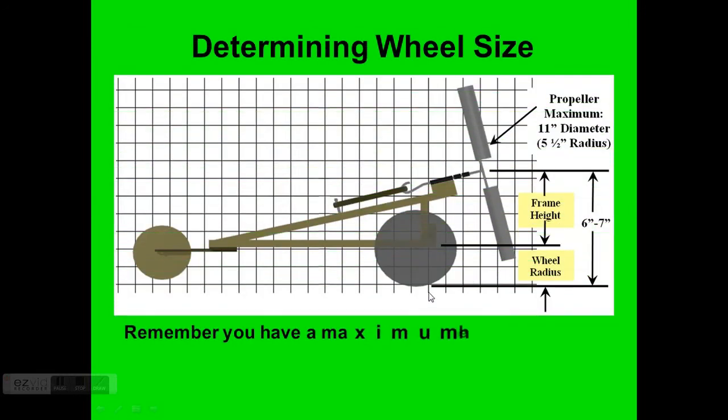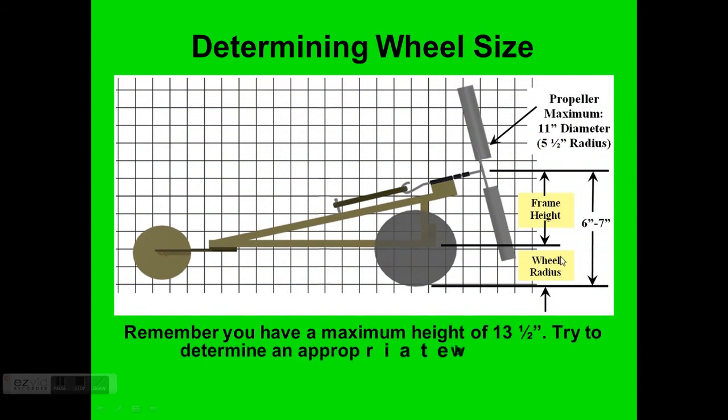Now, when you're trying to determine your wheel size, we're going to take your car and draw it out on a piece of graph paper. So you're going to draw it out full scale. Well, you're allowed a propeller diameter maximum of 11 inches in diameter, meaning from the axle down to the bottom of the blade is about 5.5 inches. If you don't design your car high enough, you're going to be slapping that thing into the floor. So, you have to think about your design. You have to think about the actual wheel radius, the frame height. I would say from the propeller shaft to the ground should be about 6 or 7 inches for enough clearance.